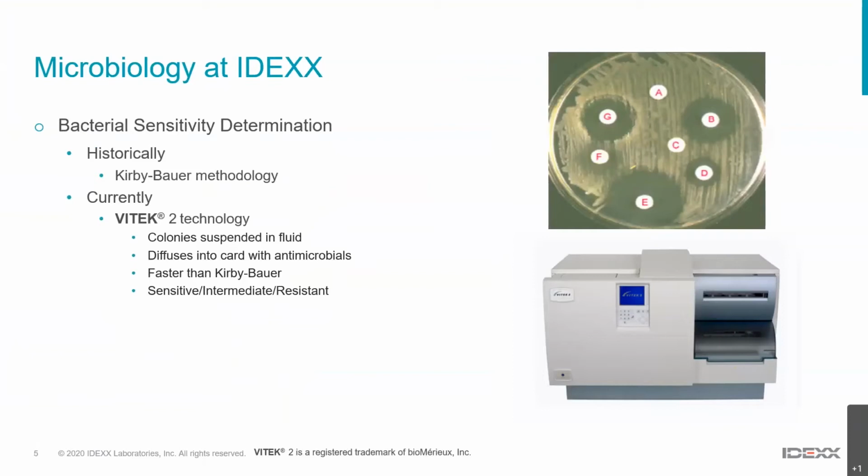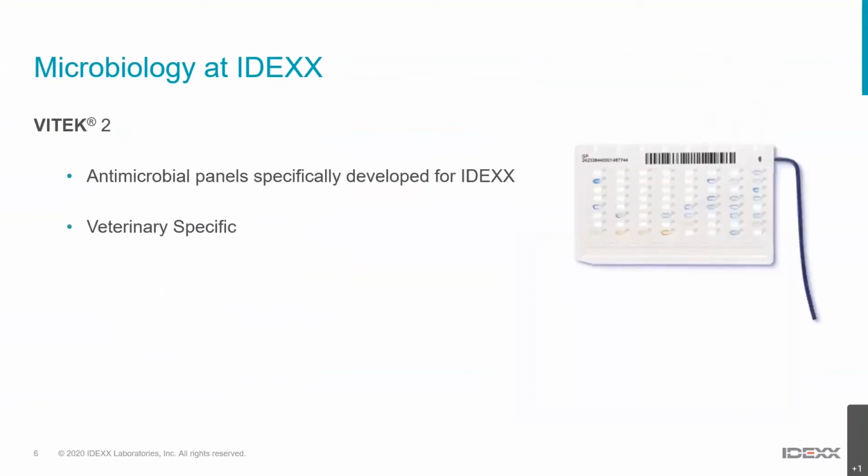It's got different antimicrobials in it, and we can determine sensitivities based on that, and also include minimum inhibitory concentrations with that as well. One of the advantages is this is significantly faster than the old Kirby-Bauer technique, and it's also more precise. So we can say antibiotics are sensitive, intermediate, or the bacteria are resistant to particular agents.